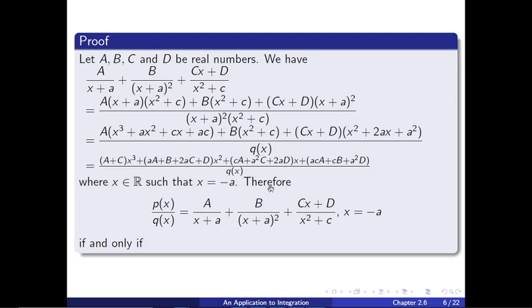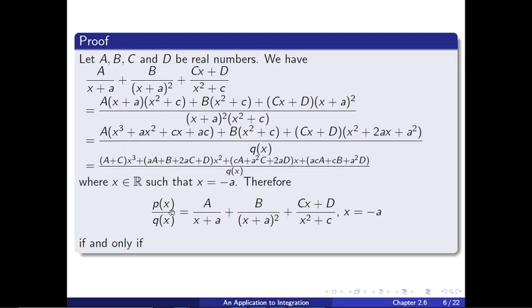So therefore p of x divided by q of x is equal to a over x plus a plus b over x plus a squared plus cx plus d over x squared plus c, where x is not equal to a, if and only if. So what we are saying is, because we found this, what we have written here is just what we have there, right?